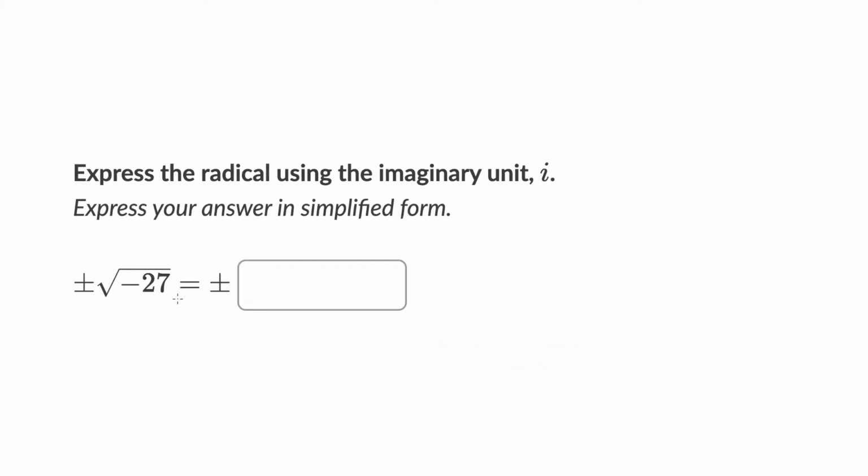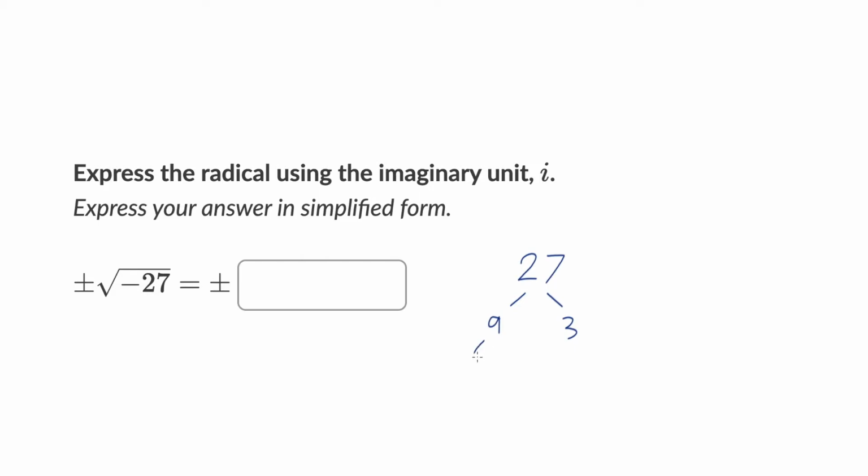Alright, this is problem number 2. We have the plus or minus the square root of negative 27. And the question is still the same. We need to express it using I. So let's write down 27 and do the same thing as the first problem. Let's find two numbers that multiply to 27. Well, we know that 9 and 3 multiply to 27.